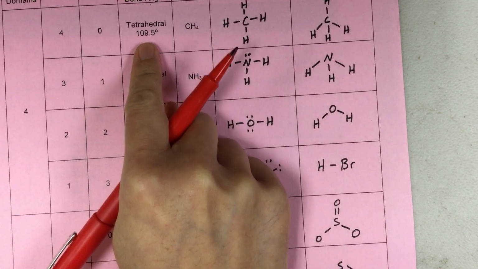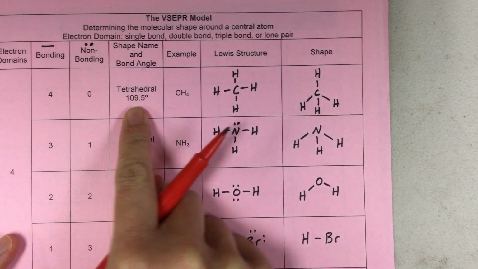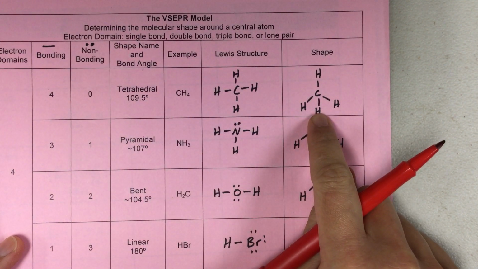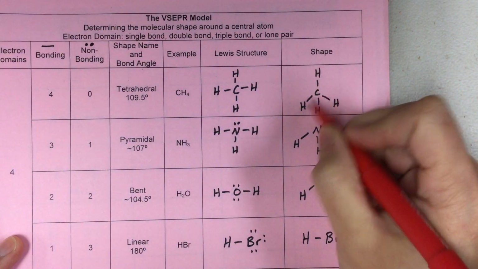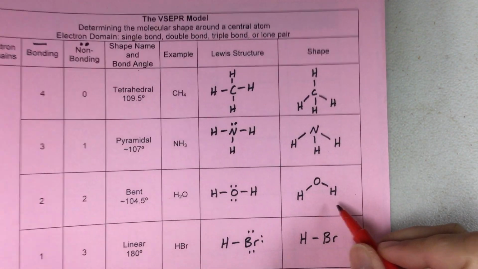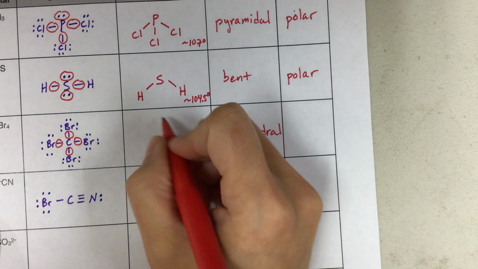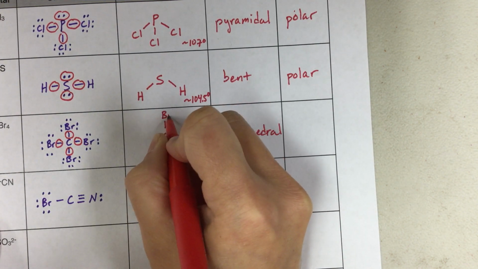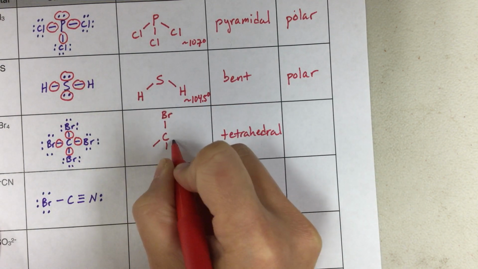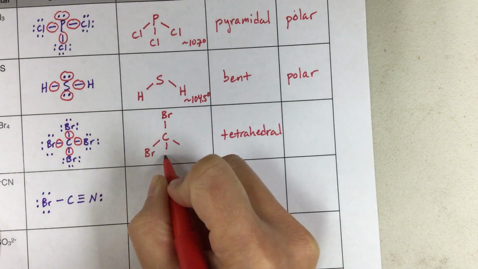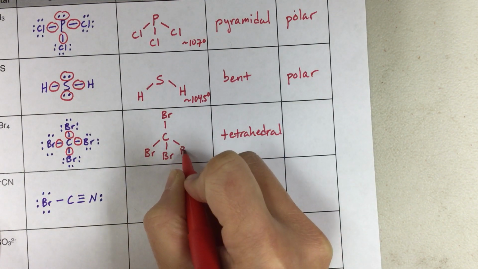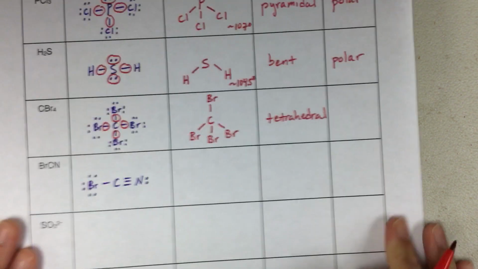Tetrahedral has bond angles of 109.5, and when we draw it, we need to show this shape by having one bond pointing up and the other three pointing down. So we'll copy that here. Carbon is in the middle. One of the bonds goes up, and the other ones all point down. Remember, leave off the lone pairs.